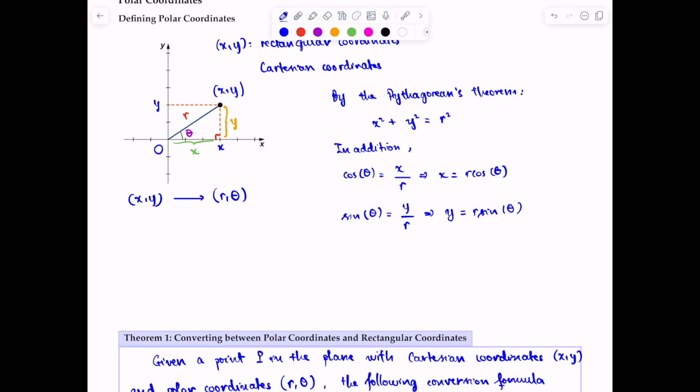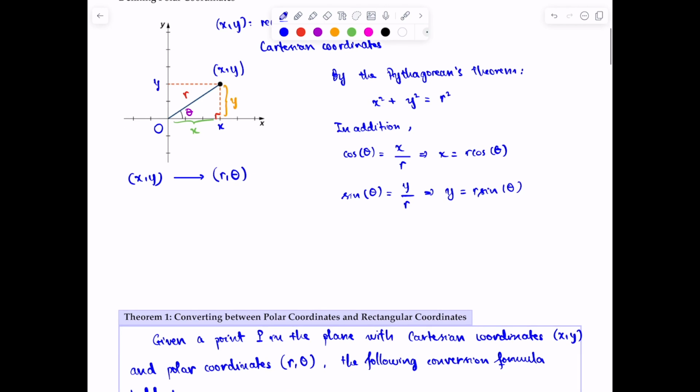Another formula that can help us connect the rectangular coordinate system with the polar coordinate system is to calculate the tangent of theta. So tangent of theta is sine of theta over cosine of theta, which is y over r divided by x over r. When you divide fractions, you multiply by the reciprocal. So you get y over r times r over x, and this is equal to y over x.